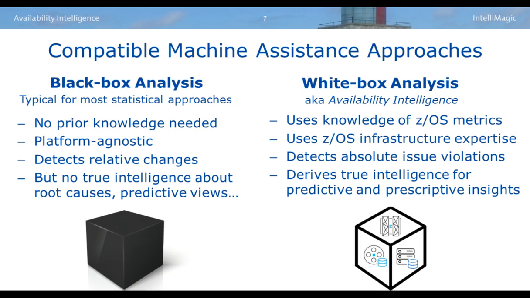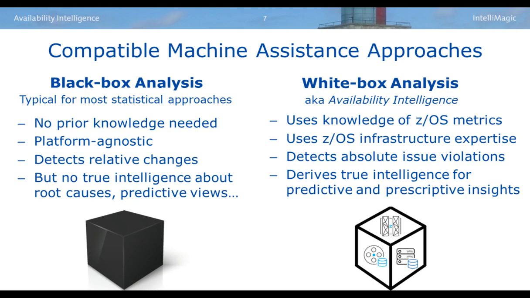It can detect absolute issue violations. So there is an absolute truth about what different components within the infrastructure are capable of handling. There are best practices that represent good and bad. That's why we have all these IBM Redbooks, for example. And being able to assess the metrics in this context and score them or rate them for compliance with those best practices and infrastructure capabilities gives you a deeper level of analysis. So this can derive true intelligence that's predictive and prescriptive.